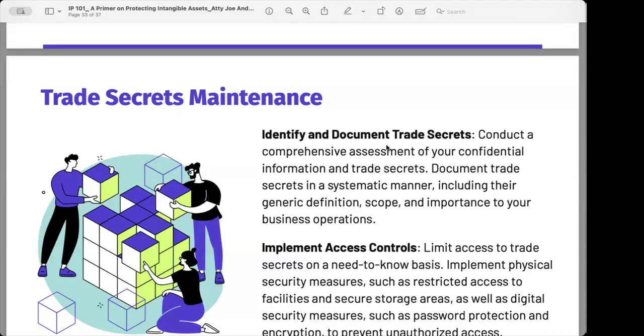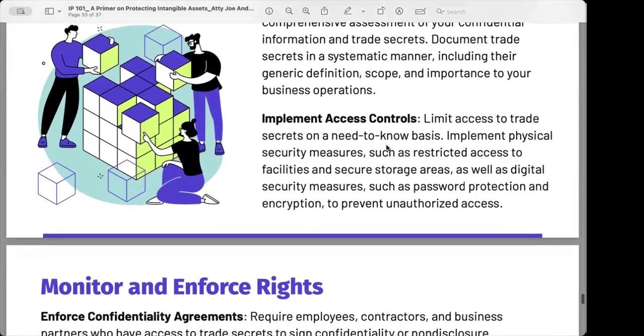Copyrights inhere in the author at the moment of creation. Registration is optional. It's a good idea, but you don't have to do it. Trademarks, you definitely want to register them. And patents, again, a little bit more complicated, a little bit more expensive, but if that 20-year monopoly is what you're looking for, those also have to be registered.